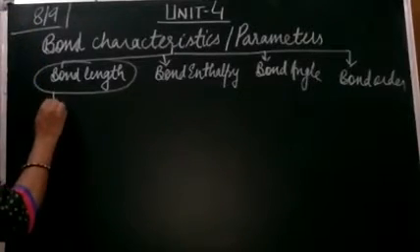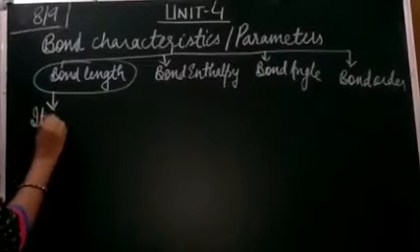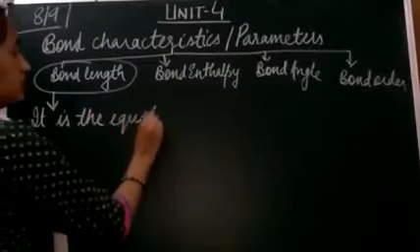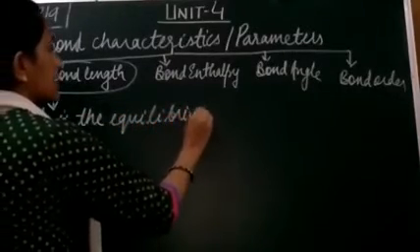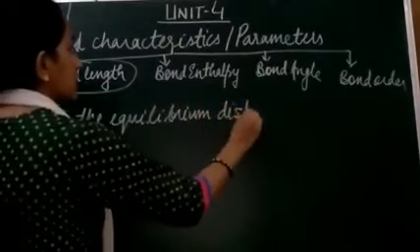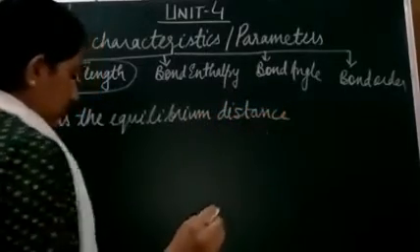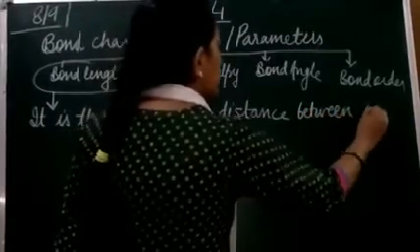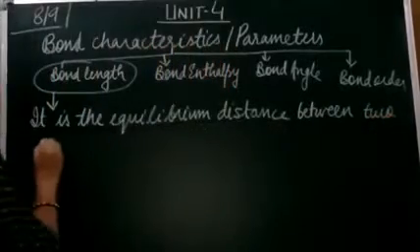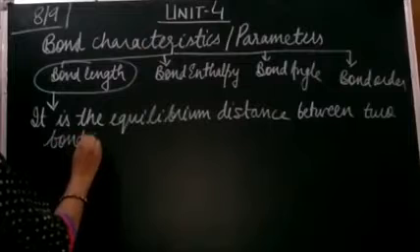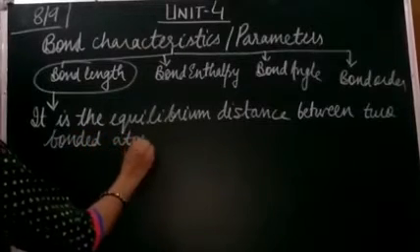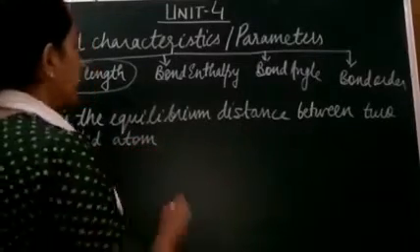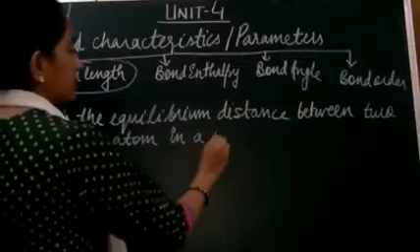We will say that it is the equilibrium distance between two bonded atoms, right? So we can say it's the equilibrium distance between the two bonded atoms in a molecule.